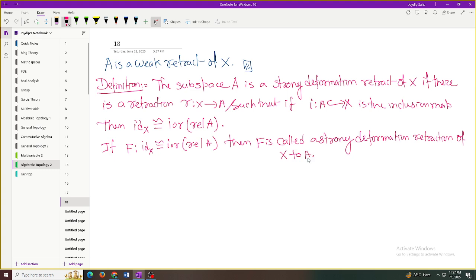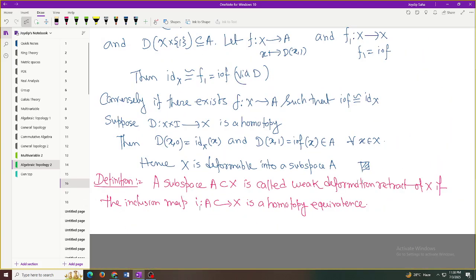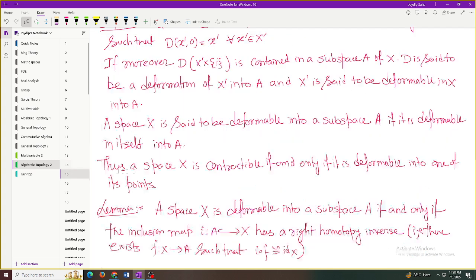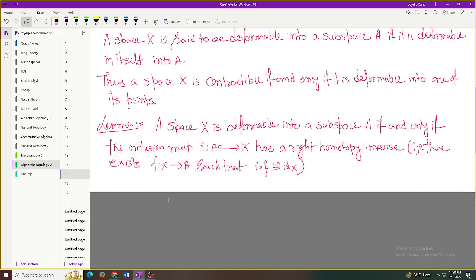Okay, so we have three concepts. This is strong deformation retraction, and this is weak deformation retraction. The inclusion map is a homotopy equivalence, and this is deformation, just a homotopy. So deformable, you know that.